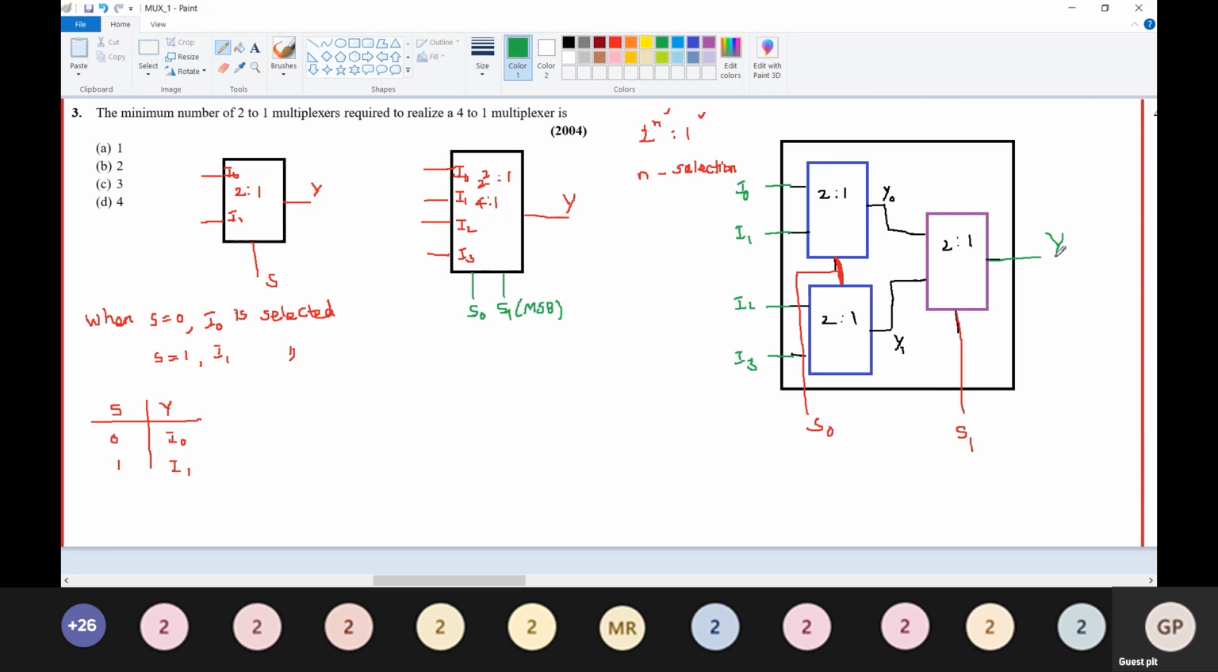Therefore, you need three 2:1 muxes to implement a 4:1 mux using 2:1 muxes. Now we'll move to the next question.